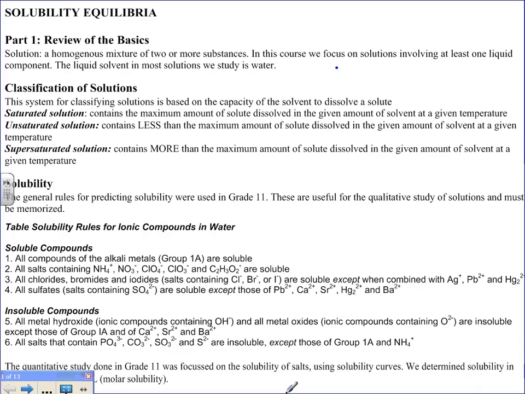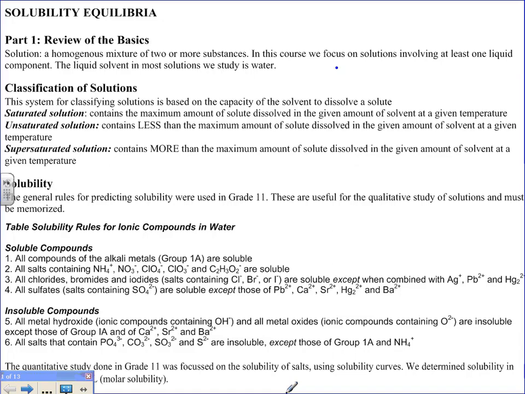Now, last year you looked at the solubility rules, and we were studying solubility at that point in a qualitative way. So we would look at whether or not a precipitate was formed given a particular combination of reactants. Now, this is still a very useful list, and it's one that needs to be memorized for the qualitative study of chemistry and for reactions.